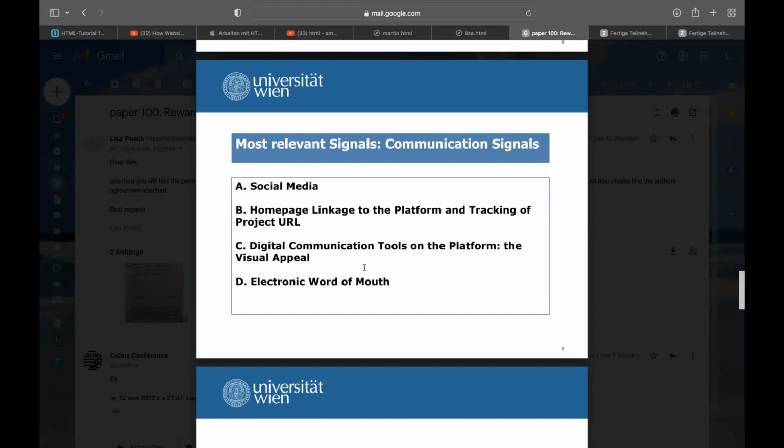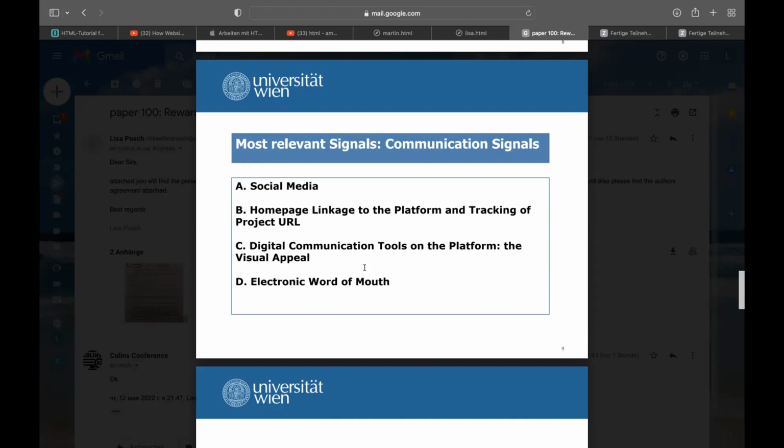For social media, it can be said that some platforms have direct links to, for example, Facebook, LinkedIn, or Instagram. Therefore, it can be tracked how many Facebook visitors and connections every entrepreneur has. There is an assumption that a high number of social media connections of a founder increases the success of a reward-based crowdfunding project.